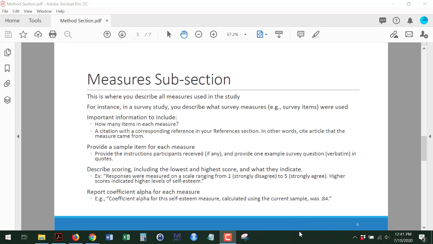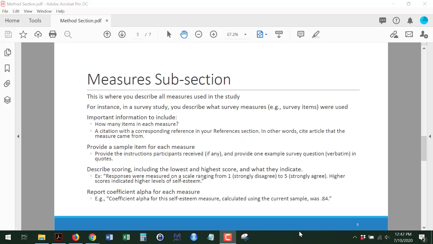The next major subsection is your measures, and this is where you describe all of the measures that were used in your study. For instance, in a survey study, describe what measures were used. Important information to include is how many items were in each measure, a citation with a corresponding reference in your references section. So in other words, put the citation for the article where you got the measure from. You want to provide a sample item for each measure. You want to provide the instructions that participants received, if any, and provide one example survey question verbatim in quotes.